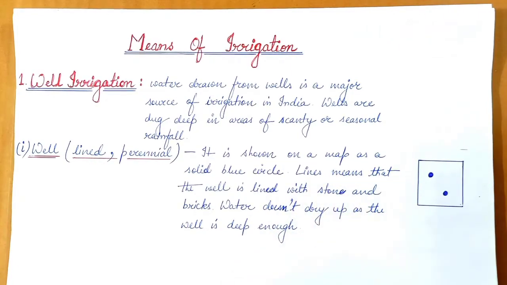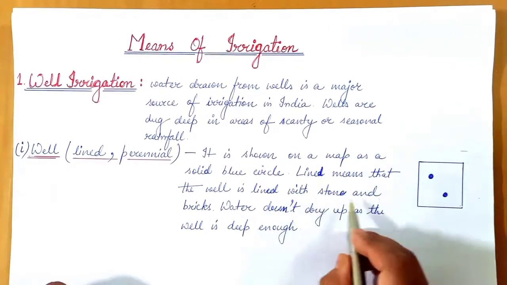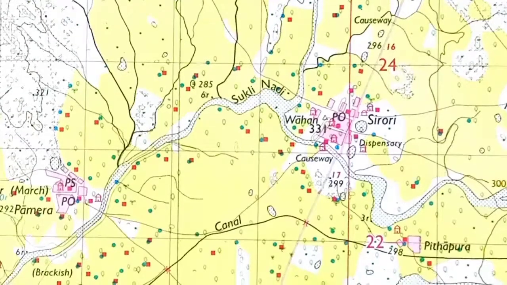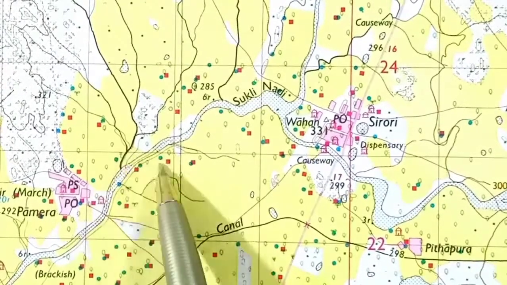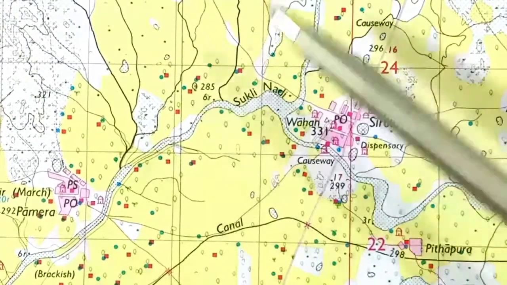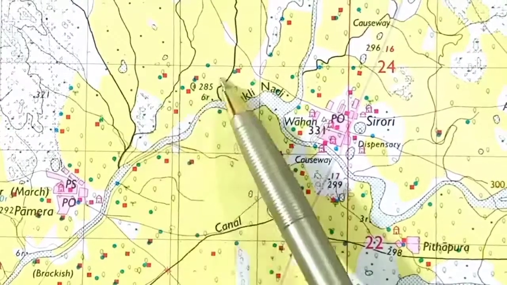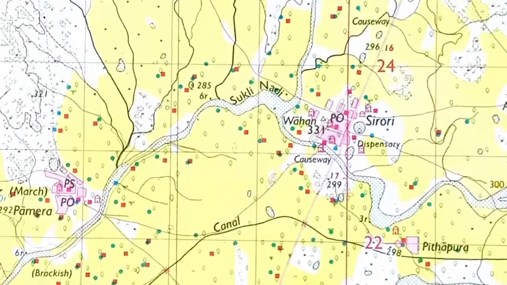Lined means that the well is lined with stone and bricks. Water doesn't dry up as the well is deep enough. So throughout the year these wells provide water for irrigation. So we can see here several blue dots. These blue dots indicate lined perennial wells. The yellow wash or the yellow region indicates agricultural area, and the blue dots are the most common means of irrigation, that is well, especially lined perennial well.